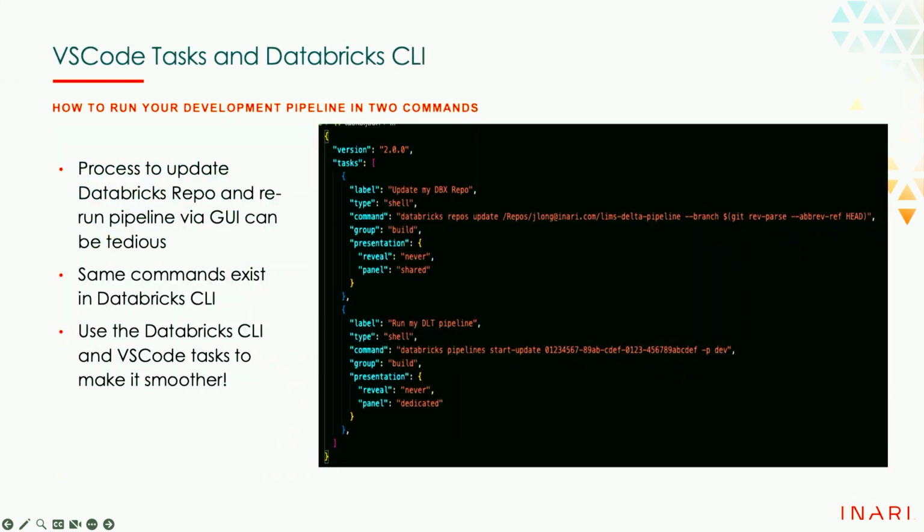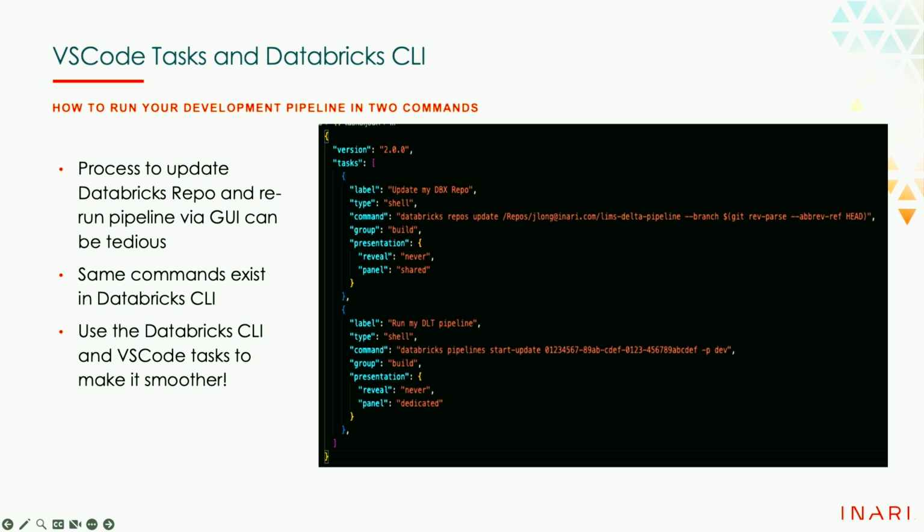And then the last piece that we did is using VS Code tasks and the Databricks CLI to speed up some of our workflows. We're using Databricks repos to manage our code, and if you wanted to update that repo and rerun your pipeline via the user interface, it can be a little bit tedious. So my workflow is that I'm working in VS Code. I make those changes, I commit them to Git, and I push to the remote repository.